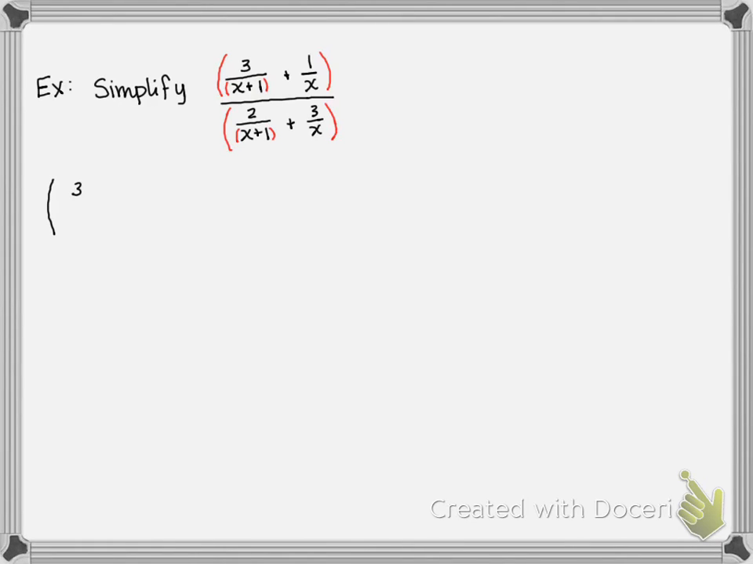So let's rewrite first. 3 over x plus 1, plus 1 over x, divided by 2 over x plus 1, plus 3 over x. So in that first set of parentheses, what is my LCM going to be?